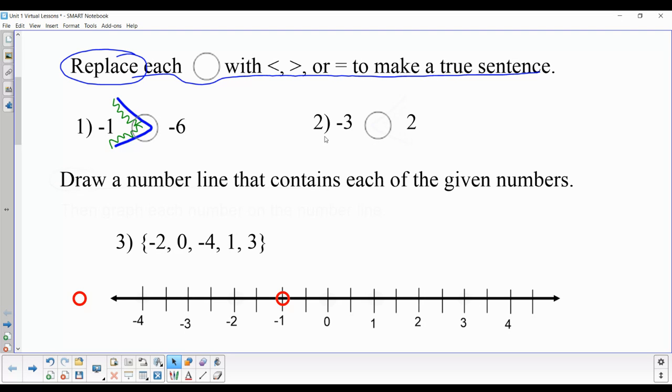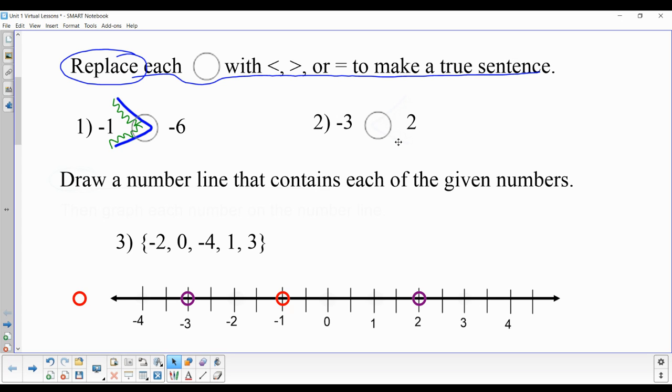Problem number 2. You have negative 3, circle 2. And again, you find those two things on the number line. 2 is where the 2 is, it's right there, and negative 3 is over here on the left of 0. My hope is that you know that because 2 is positive, it's automatically bigger. But the process would always be the same. 2 is bigger than negative 3 because 2 is farther right on the number line.